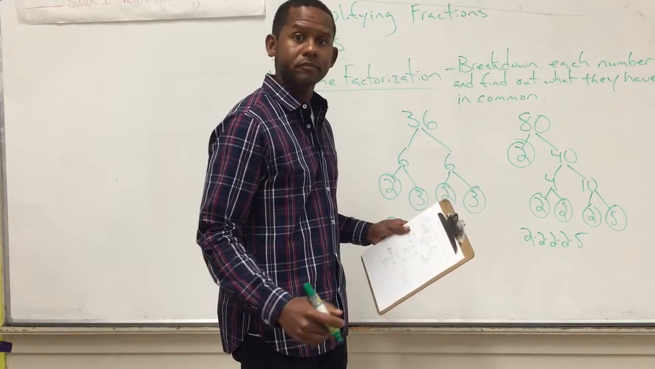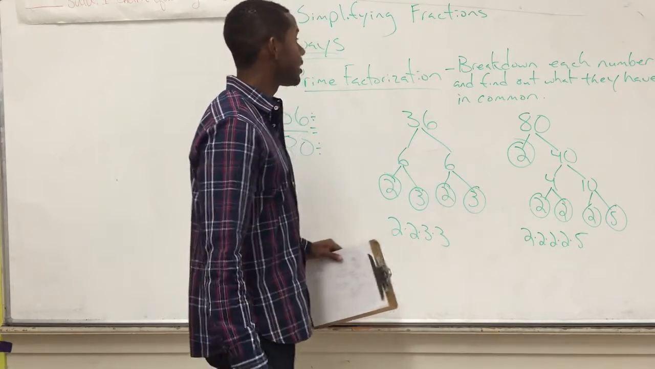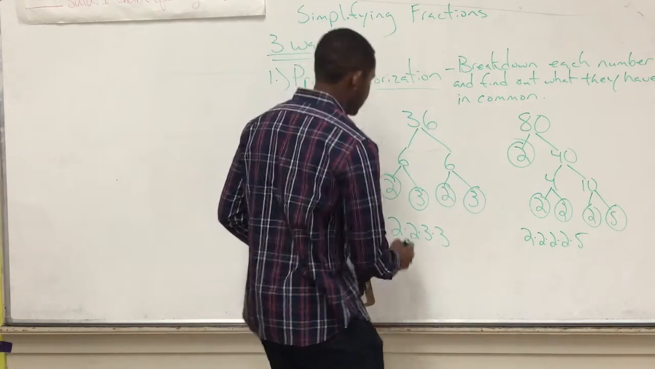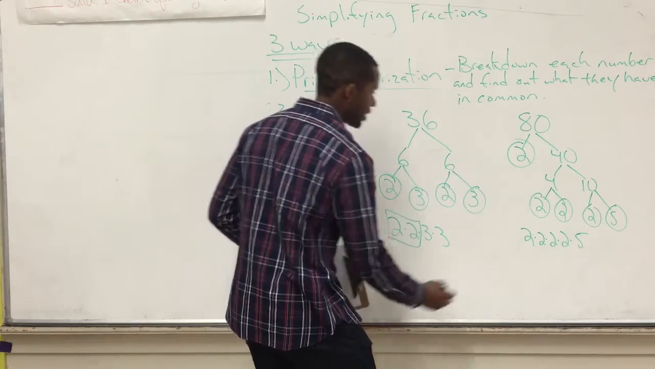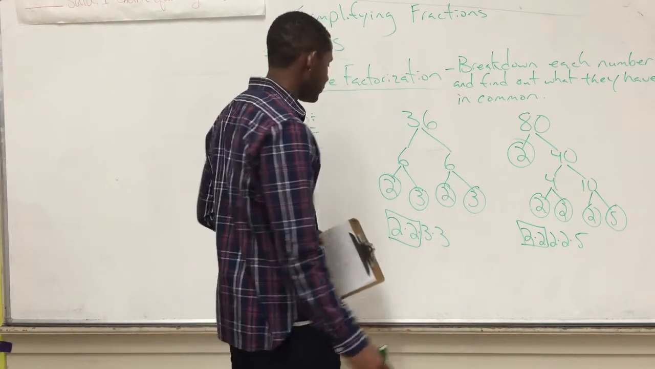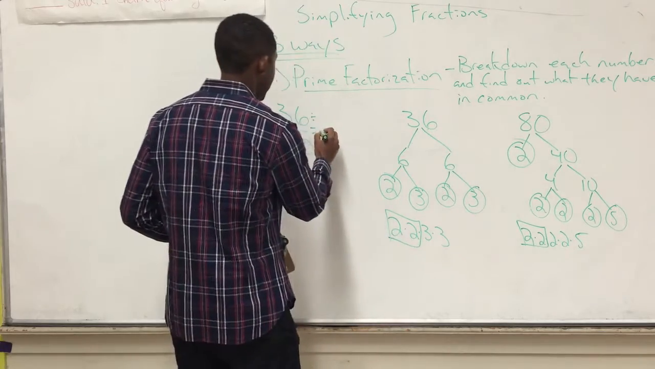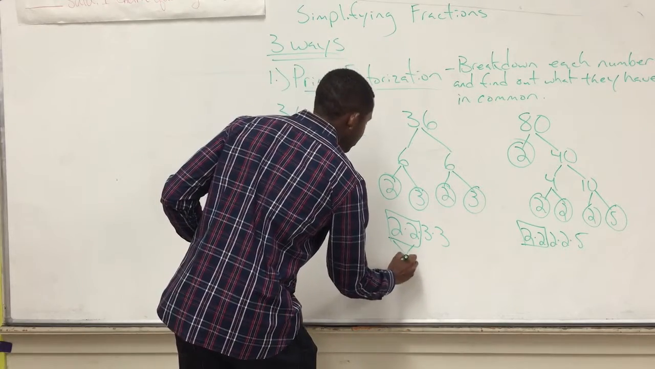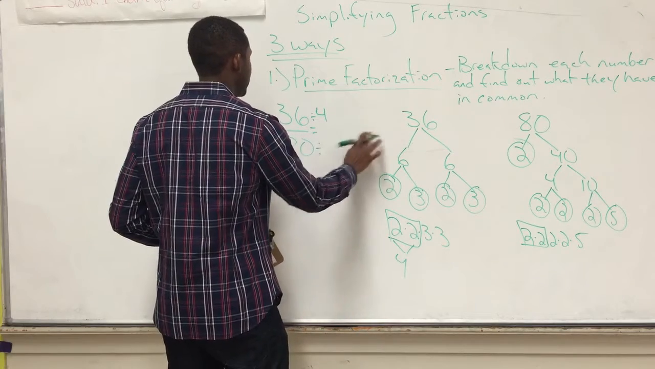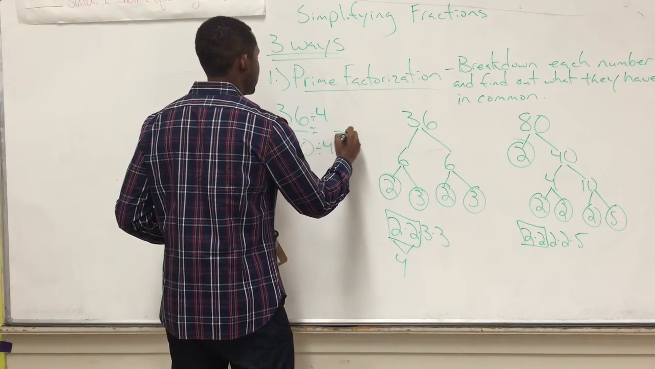All right? So now I've broken both of these numbers down, and it says break each number down and find out what they have in common. Well, I see 2 2's here and 2 2's here. That's all they have in common. So I'm going to go ahead and say, well, 2 times 2 is 4. So they both have a 4 in common. So I'm going to divide by 4, divide by 4.